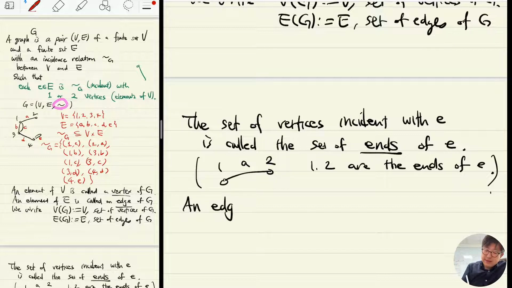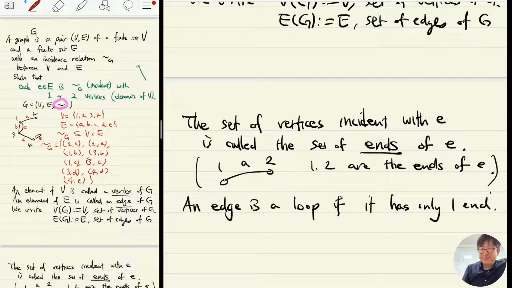So an edge is a loop if it has only one end, right? Every edge has one or two ends, and if you have only one end, then that's a loop.